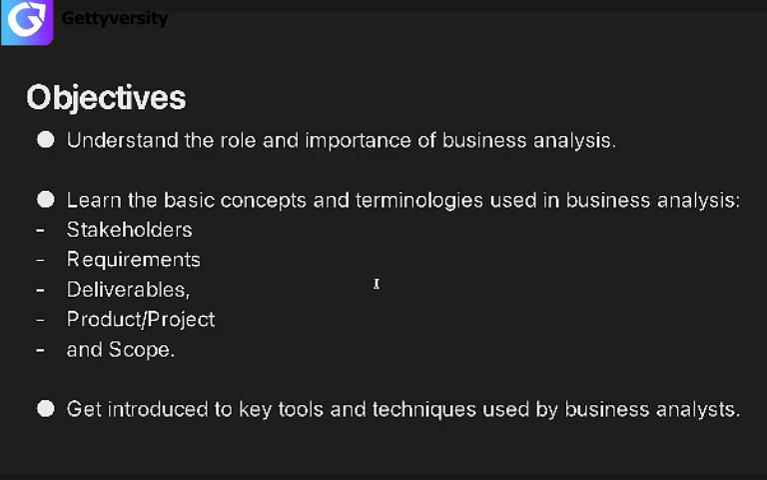So I'm going to briefly talk about the roles of project and product in business analysis, right? Basically, business analysts work on projects to develop a product that meets specific needs, like I mentioned. And they also ensure that the project remains aligned with its goals and delivers the intended product efficiently.